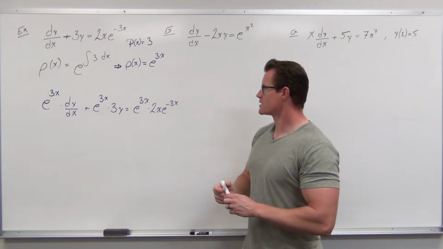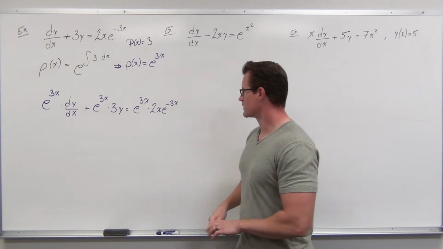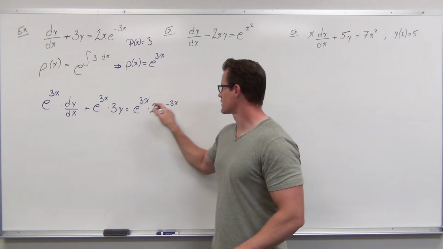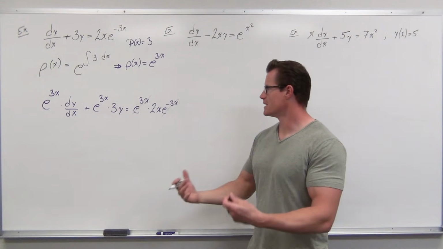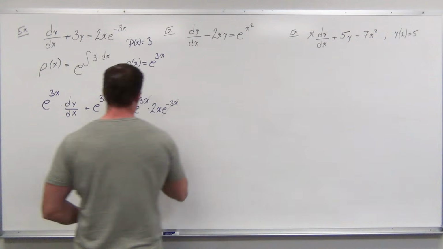So we simplify, and you're going to see that this does this a lot. This is going to simplify a lot of stuff here. So we have that completely gone. e to the 3x, e to the negative 3x, you add exponents, you get 0. e to the 0 is 1. So on the right-hand side, we just get 2x.